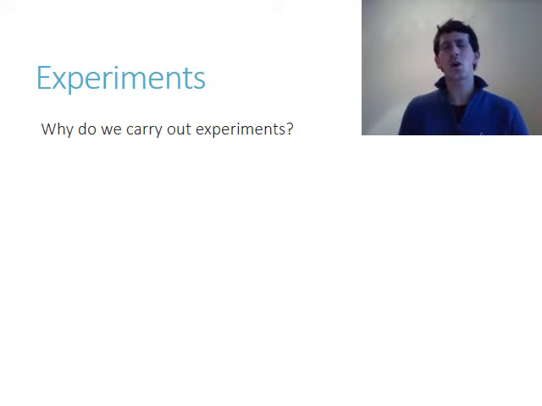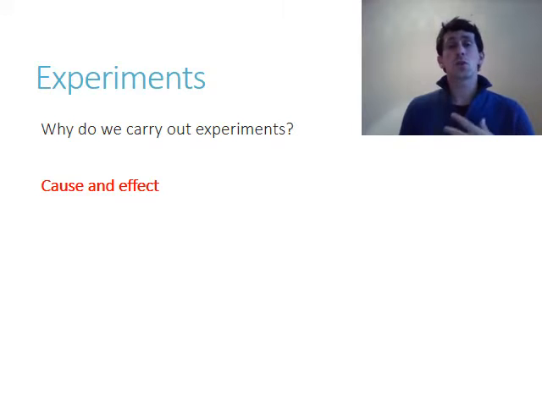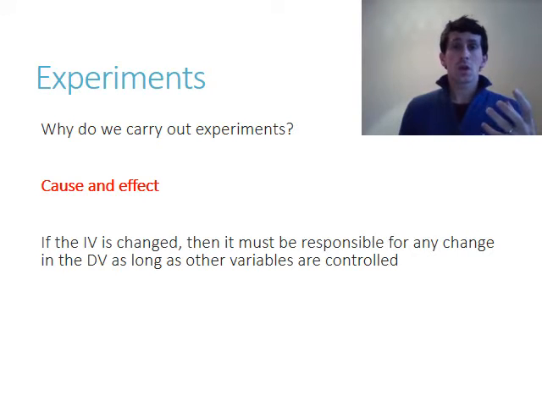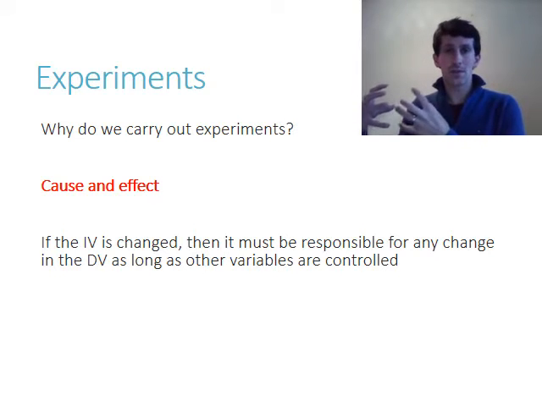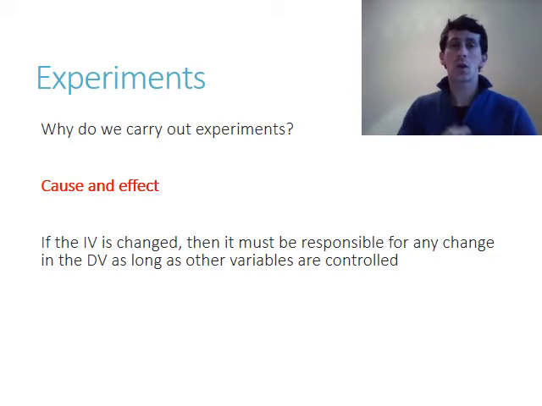So the first question is, why do we need to carry out experiments? And the real reason is we want to try and establish cause and effect. So do the changes in the independent variable bring about the results in our dependent variable? And as long as we control a lot of other variables, we can quite confidently state that this is the case.